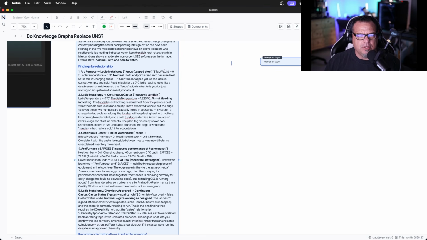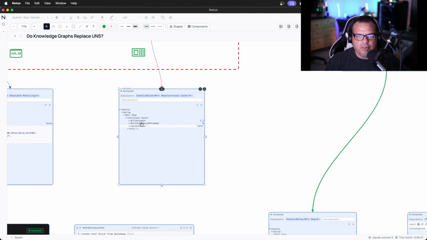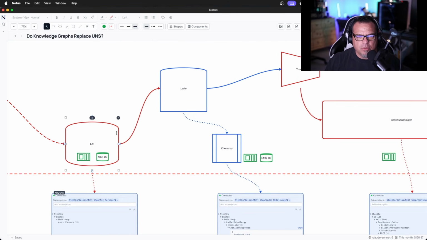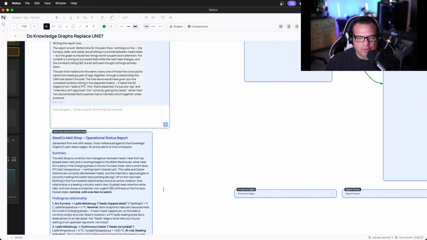The tap weight: both endpoints read 0 because heat 54 is still in the charging phase. What this report is doing is showing us that the agent understands the relationship between the arc furnace and the ladle metallurgy. The arc furnace is where we melt the molten steel. The ladle metallurgy is basically the ladle plus chemistry together. It shows it understands that relationship, and it's giving us the conditions of that relationship.